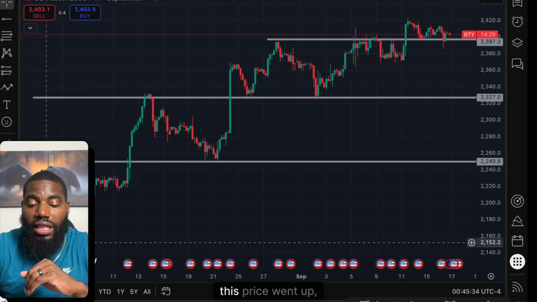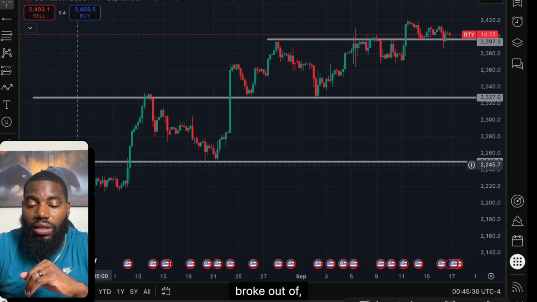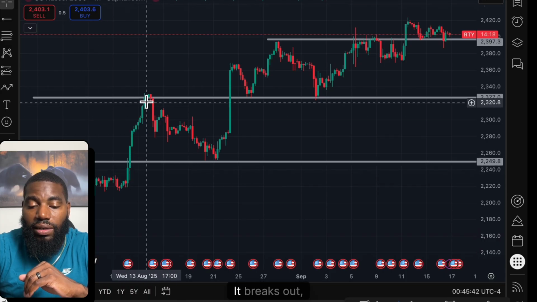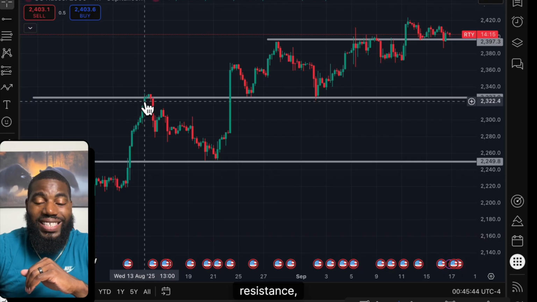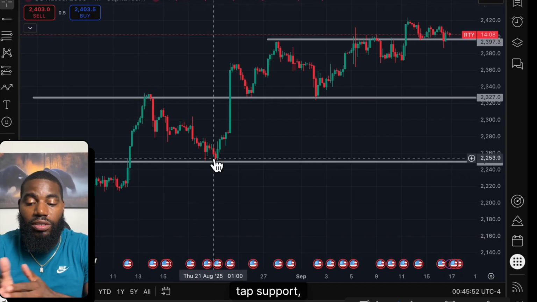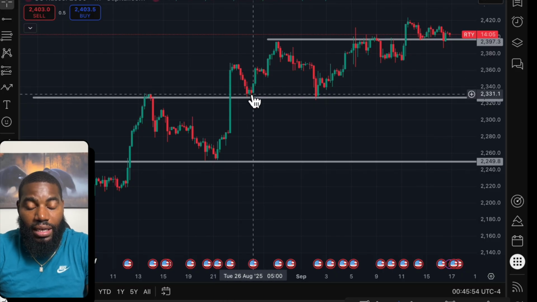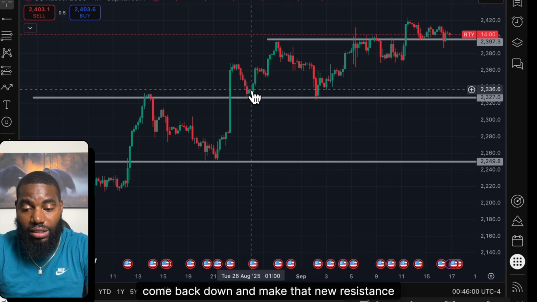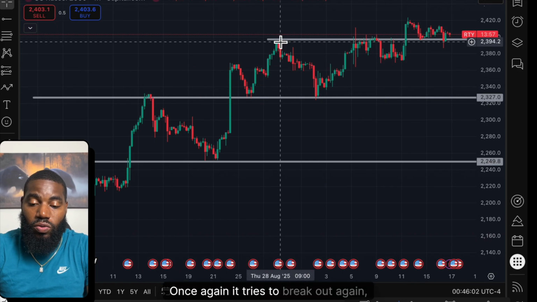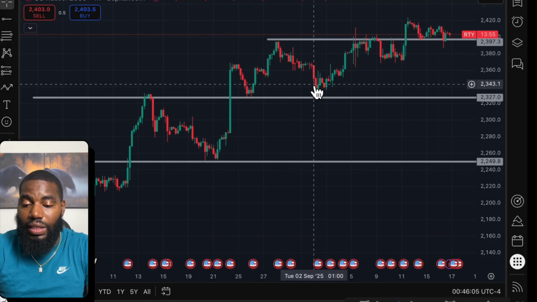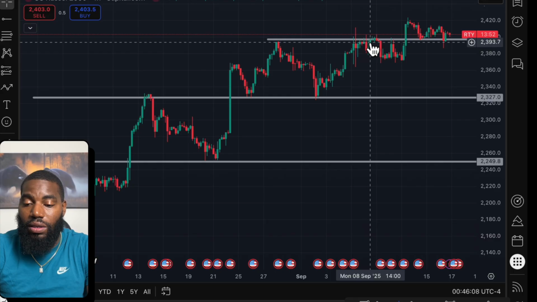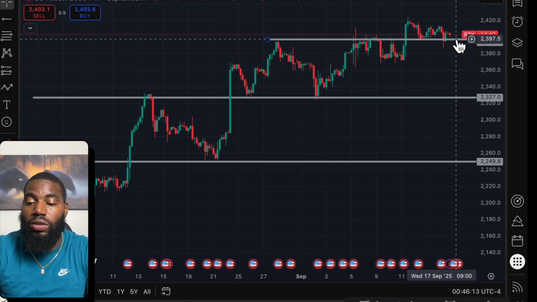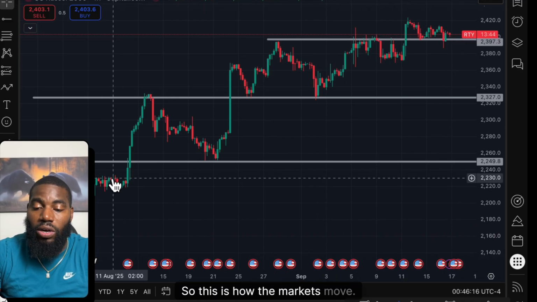As you can see, the price went up and broke out of this little resistance area here. As you see, one touch, two touch, it breaks out, finds new resistance, comes back down, taps support, breaks out again, comes back down, breaks out of this resistance level, comes back down and makes that new resistance support. Once again, it tries to break out again, comes back to this support level, support again. Now it breaks out, and now it's trying to hold support. So this is how the markets move.